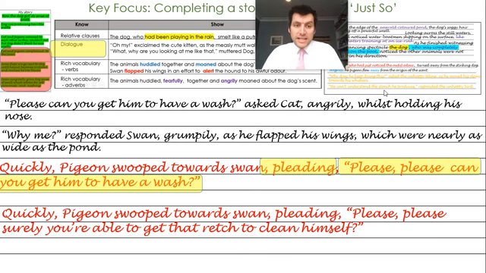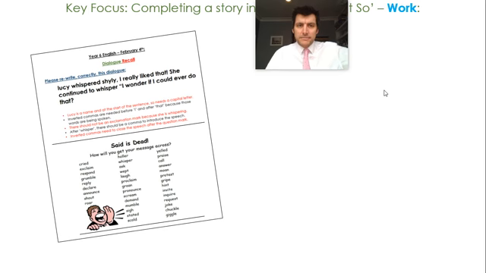Please, and rather than you get him to have a wash, please, surely you're able to get that wretch to clean himself. And it's a question now. Is that one of those rhetorical questions? We're putting a little bit of pressure on somebody, like we've done with our persuasive writing. So you can see how the dialogue's developing now.